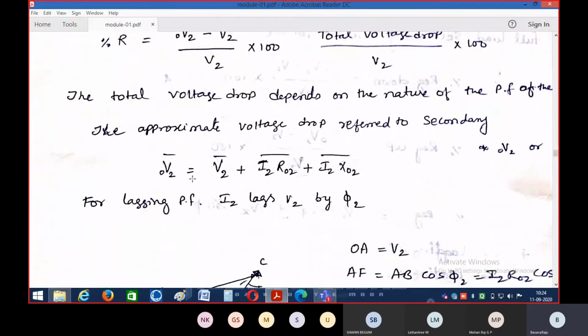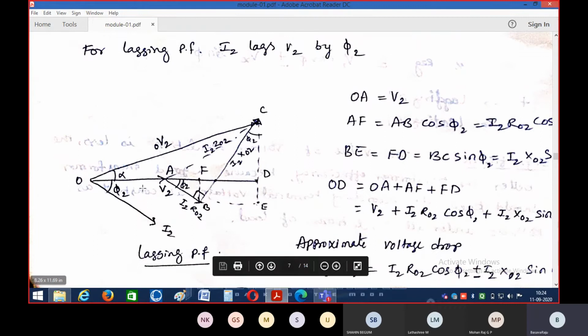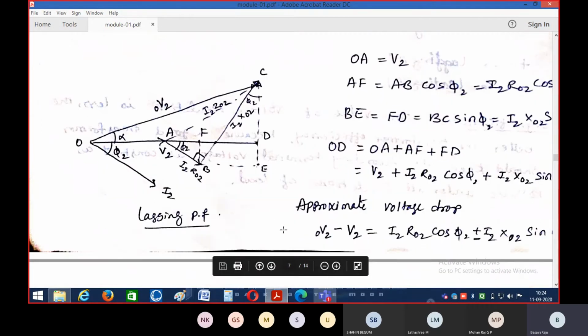And let us derive how this equation V2 naught is equal to V2 plus I2 R naught 2 plus I2 X naught 2 that we will get. Okay. So if you just go looking into this vector diagram, it will be very clear. First, let me represent the V2 vector. V2 I am taking as a reference. I am considering it for the lagging power factors. So for lagging power factors, always the current will lag behind the voltage. So this is the voltage, and this is the current I2, which lags behind the voltage by angle phi 2.